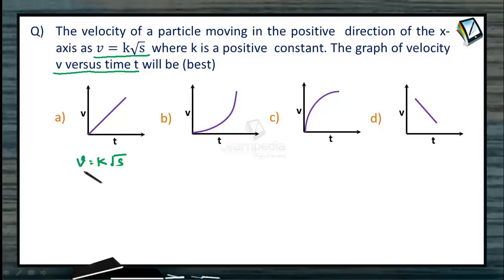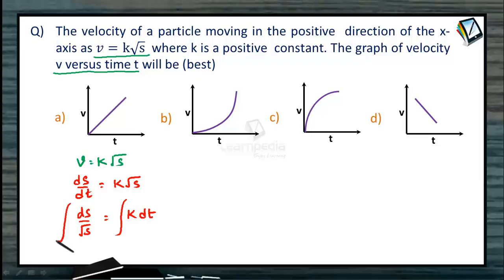Since velocity is given as a function of displacement, let us write this velocity in terms of time because we want to draw the graph between velocity and time. So what is velocity in terms of time? Velocity can be written as ds/dt, that is equal to k√s. Now all the s terms you bring together and the t terms to the other side. So ds/√s = k dt.